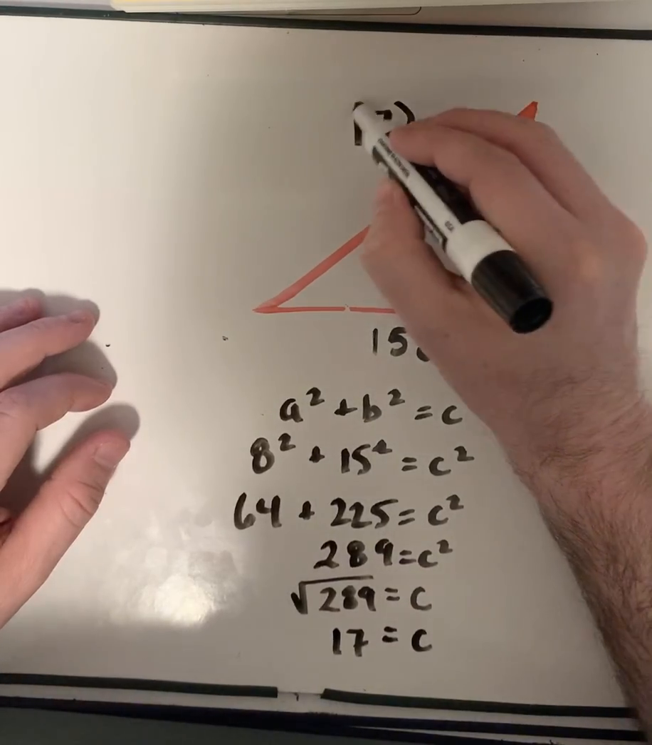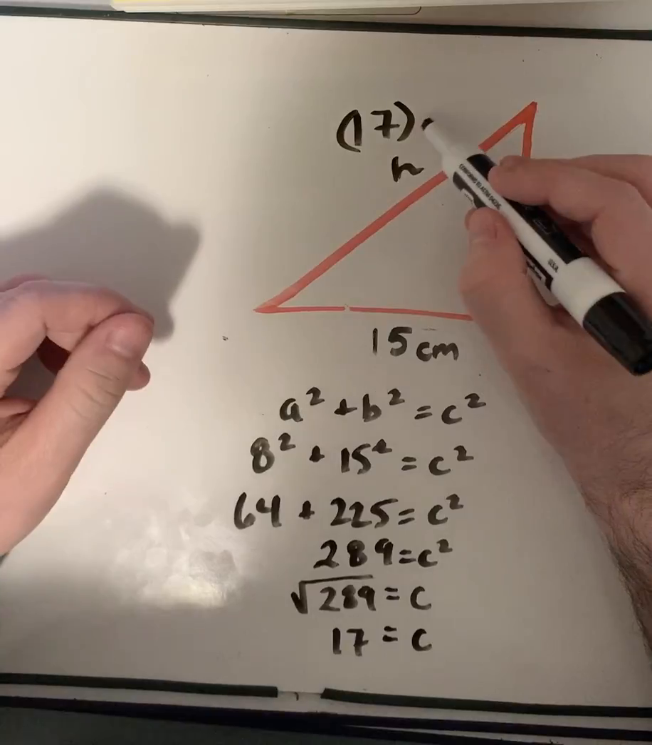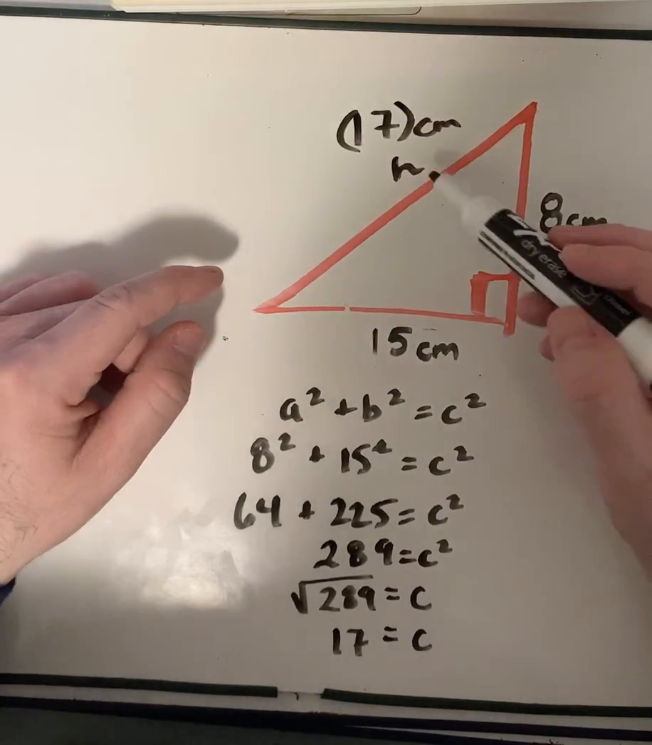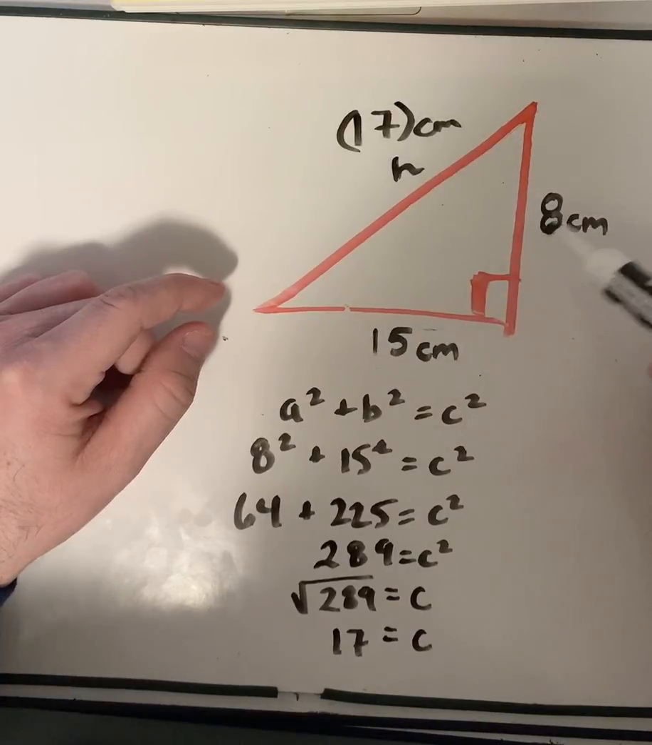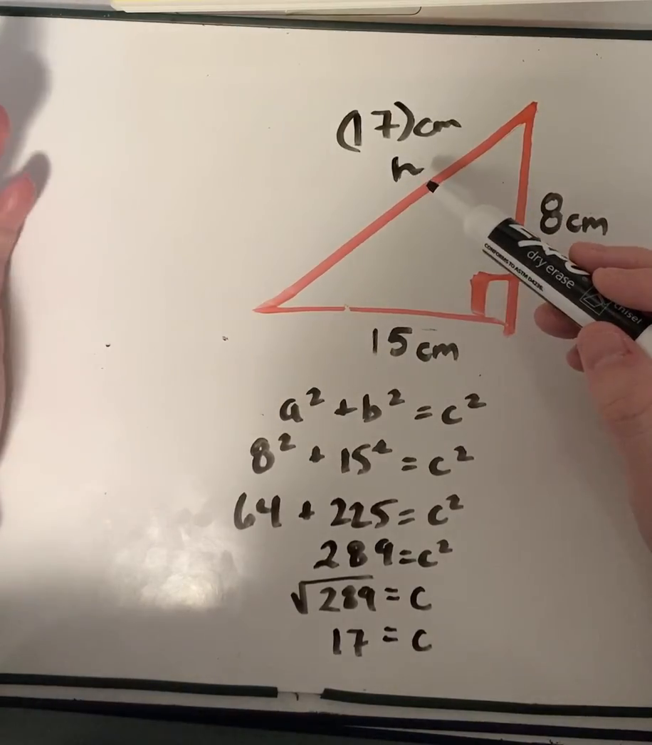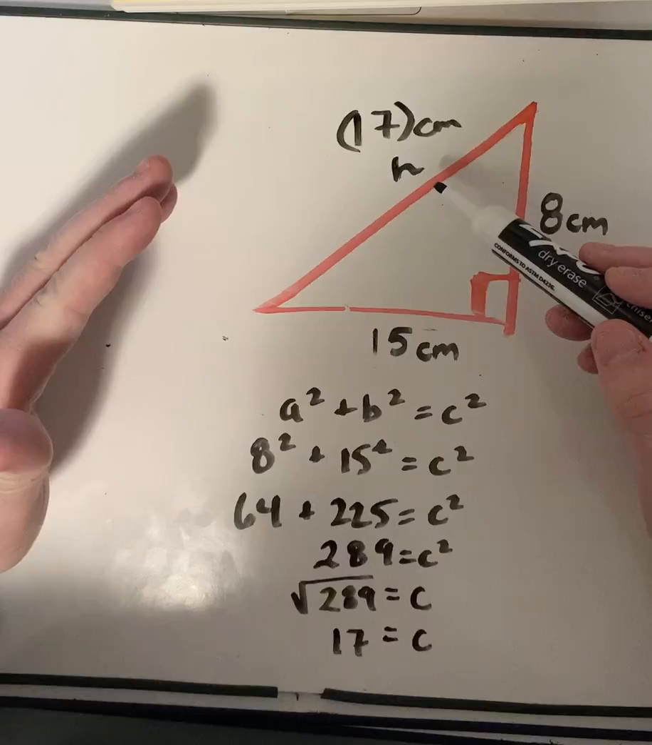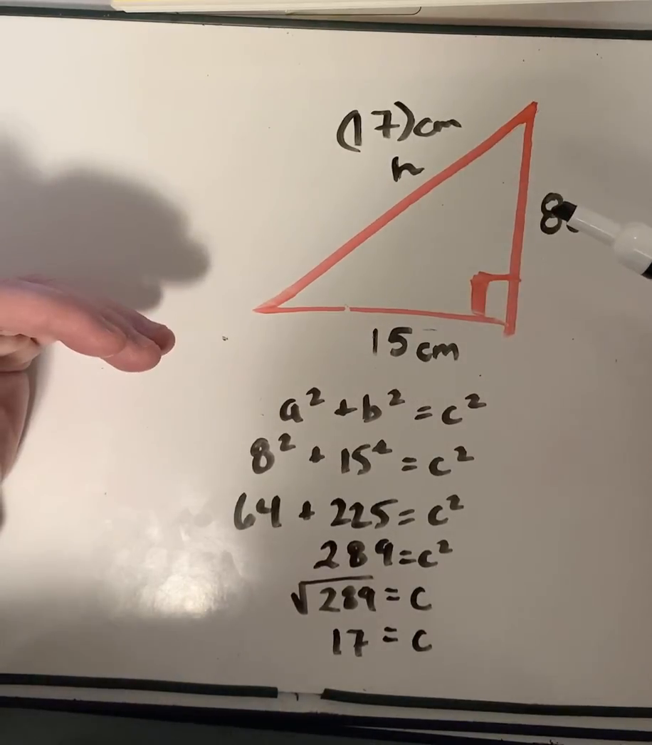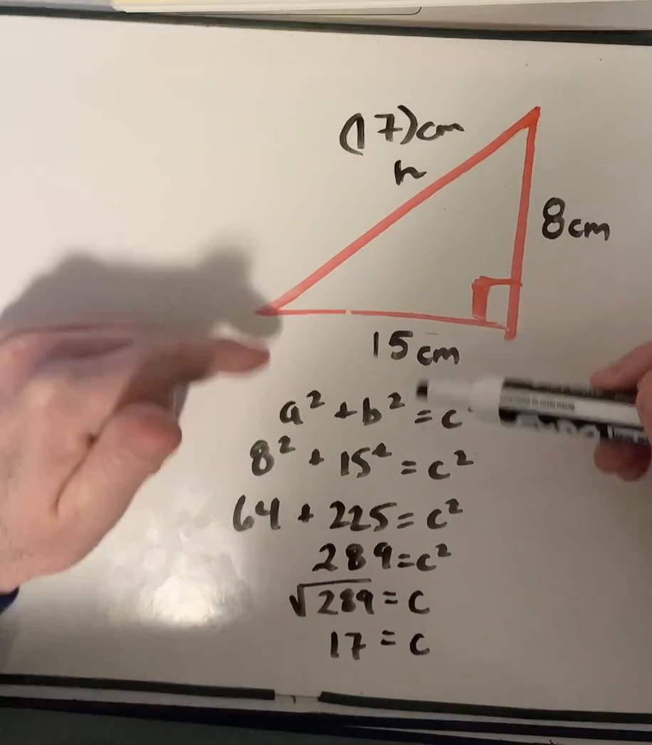A great way of checking if I'm correct, if it's 17 centimeters, is number one, just eyeballing it. Is this number larger than the other two legs? If it is, then I know that I'm on the right track to having the hypotenuse. Now you could do the following, right? You could input these to double check.